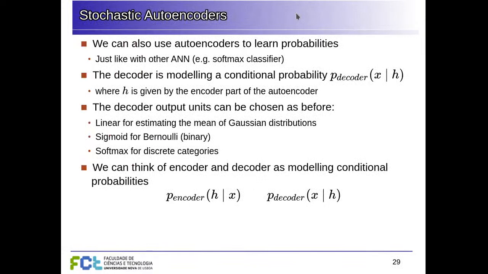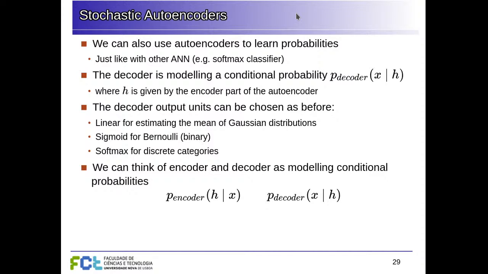We can also use autoencoders to learn probability distributions, or the parameters of probability distributions. We also used, for example, the softmax layer to learn a probability distribution for each point of belonging to one class or the other, and so on.